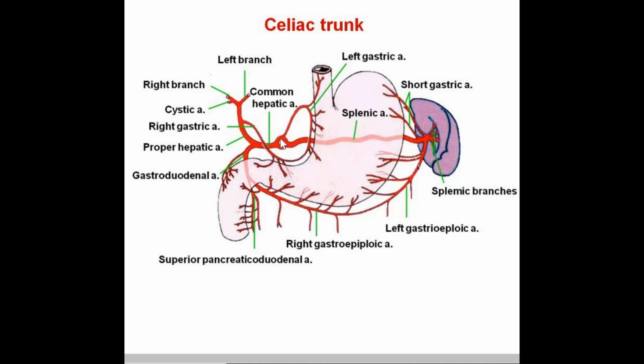So this is the celiac trunk here. It has 3 main branches, as you know. The first main branch is the common hepatic artery, going to the right toward the liver. The second branch is going to the left toward the spleen behind the stomach. And the third branch is the left gastric artery itself, which goes directly to the stomach, the upper part of the lesser curvature of the stomach.